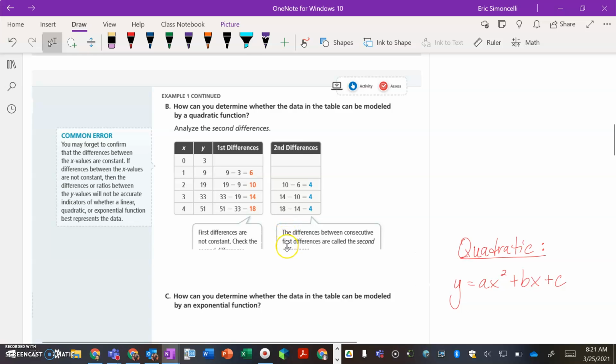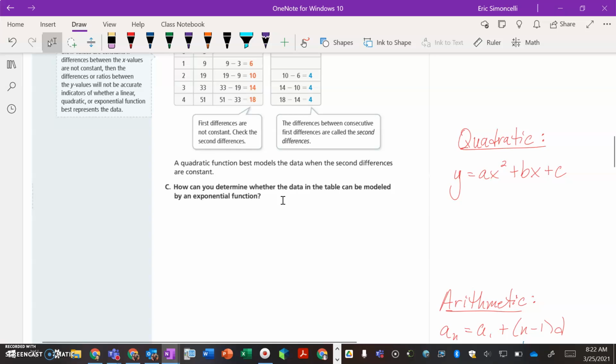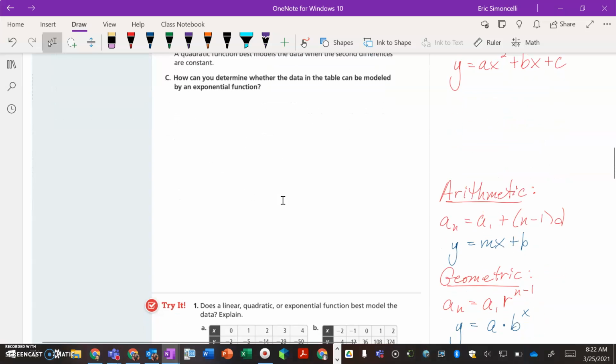So the first differences are not constant, so we need to check the second differences, which is why we have this column. The differences between consecutive first differences are the same, and those are called your second differences. So that's the gist here in terms of what we're going to justify as the best model. A quadratic function best models the data when the second differences are constant. All of these numbers are the same, so y equals ax squared plus bx plus c would be the best model. Part C, how can you determine whether the data in the table can be modeled by an exponential function?